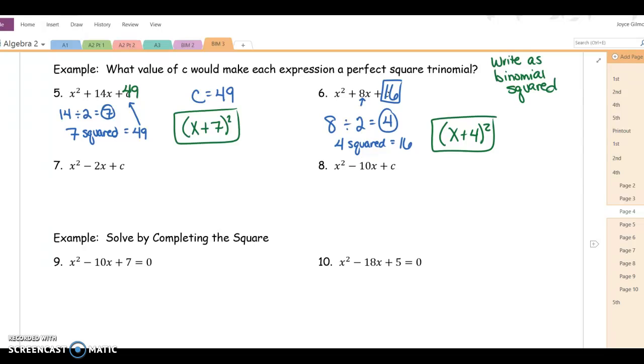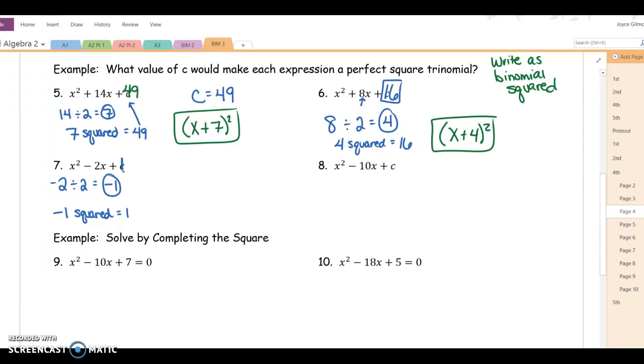Number 7 is honestly the most challenging because anytime you're dealing with 1 or negative 1, it's confusing in our brains. So follow the same steps we did before. Take your middle number, negative 2. What is negative 2 divided by 2? Negative 1. And I'm going to circle that negative 1. Your c value is going to be that negative 1 squared. What is negative 1 times negative 1? 1. So our c value is 1.